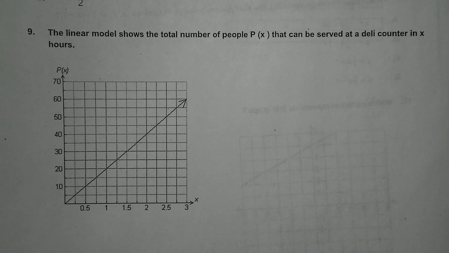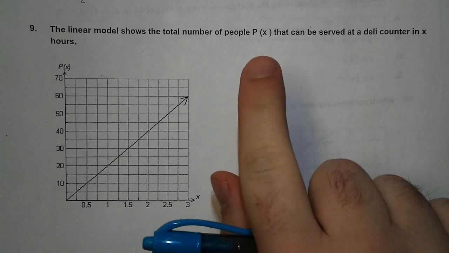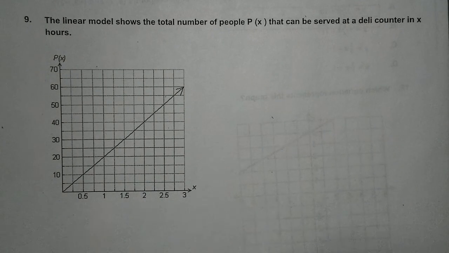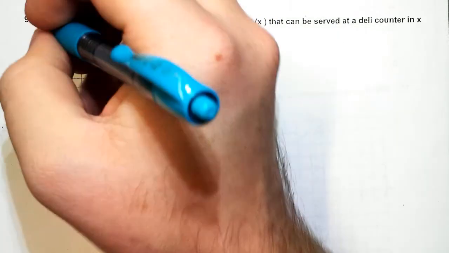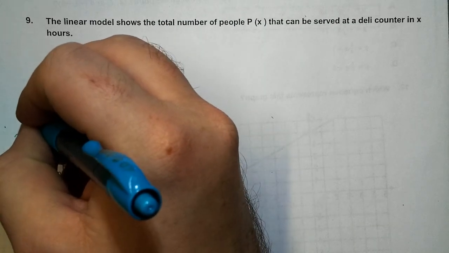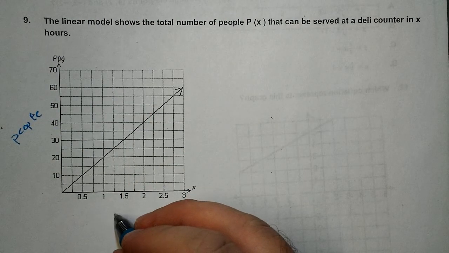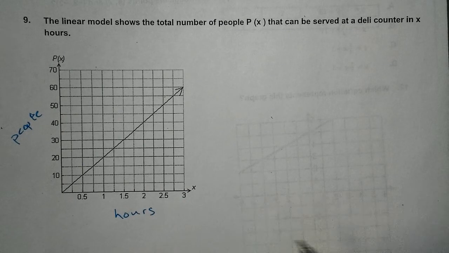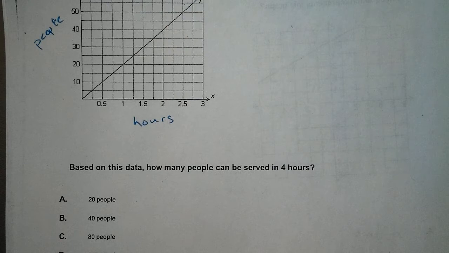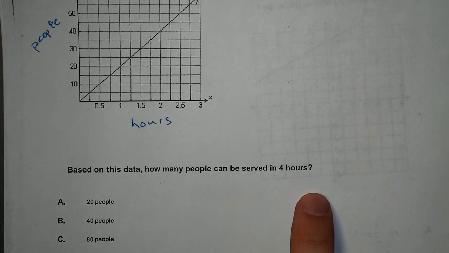All right, number 9 says the linear model shows a total number of people, P of X, which can be served at a deli counter in X hours. So P of X is the people, and X is the hours. Now, it says based on this data, how many people can be served in 4 hours?